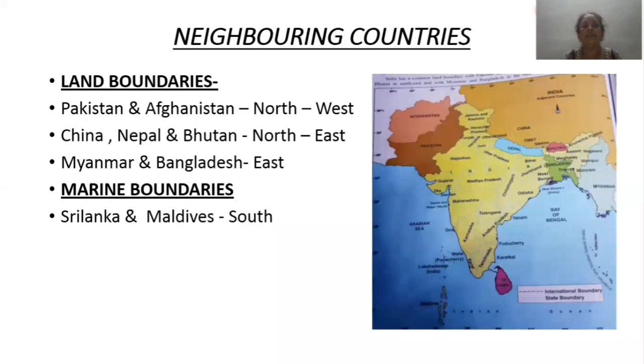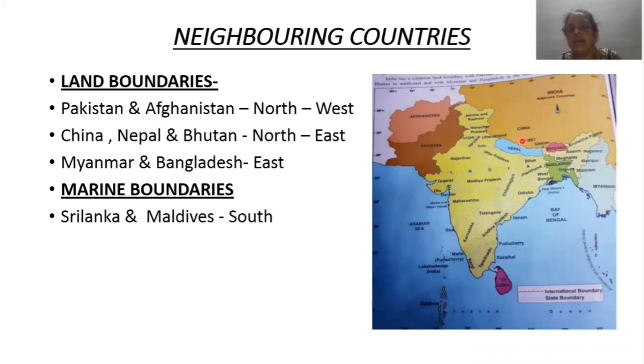India has both land and marine boundaries, water boundaries. Land boundaries of India are, see this one, Pakistan and Afghanistan in the northwest. This is the northern part of India. This is the southern part. This is the western part, and this is the eastern part. So, which countries are situated in the northwest of India? Pakistan and Afghanistan.